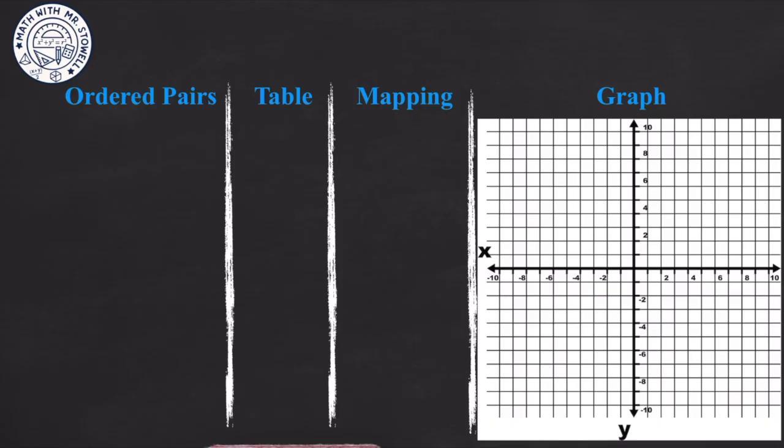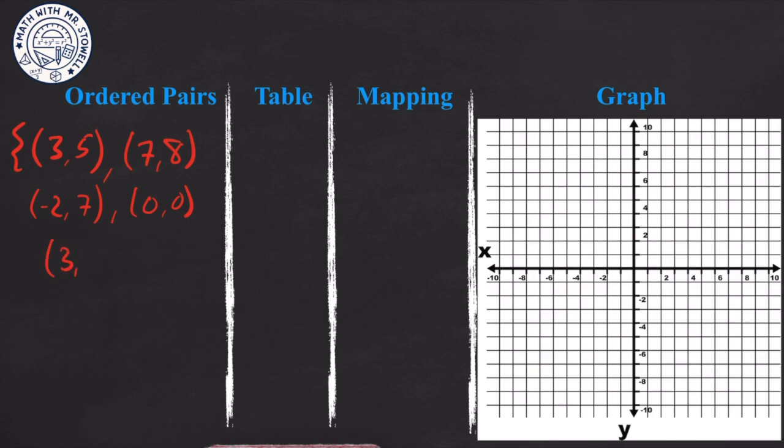So let's say we have, for example, a set of ordered pairs. Let's say this set was 3, 5. Let's put another ordered pair, 7, 8. Let's put another ordered pair, let's say -2, 7. Let's put another ordered pair, let's say this one is 0, 0. That's technically part of the relation. Could be. Let's say we have another one at 3, 7. And let's stop there. This would be our relation. These are the points that we are comparing.